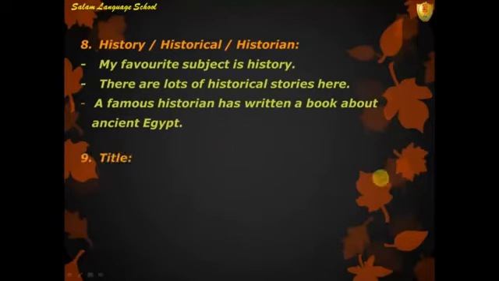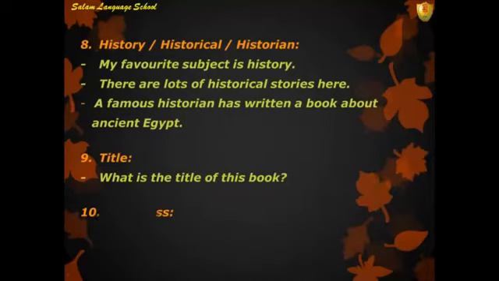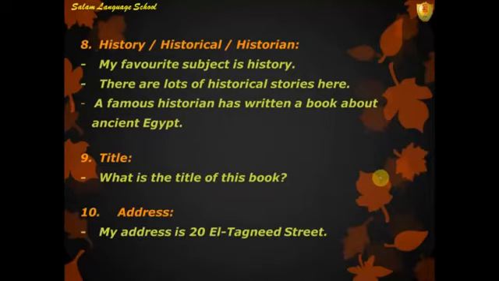Number 9, title. We said this word in definitions. You remember? For example, what is the title of this book? Number 10, address. For example, my address is 20th Agnida Street. What is the difference between title and address? We said it before in English. Title and address in Arabic mean the same, but title is for a book, a play, and so on, and address is for places, للأماكن.